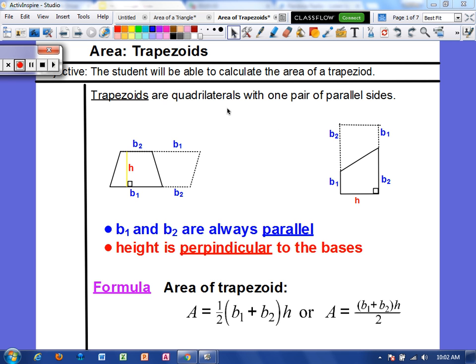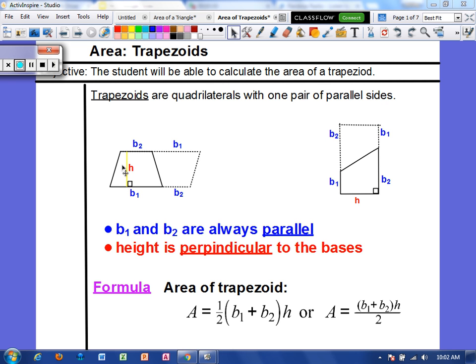Alright, so a trapezoid is a quadrilateral that only has one pair of parallel sides. So keep in mind, parallel means you have two lines that will never meet. So for example, in this trapezoid right here, we see that this bottom line and this top line are parallel. They could keep going forever and they're not going to meet.